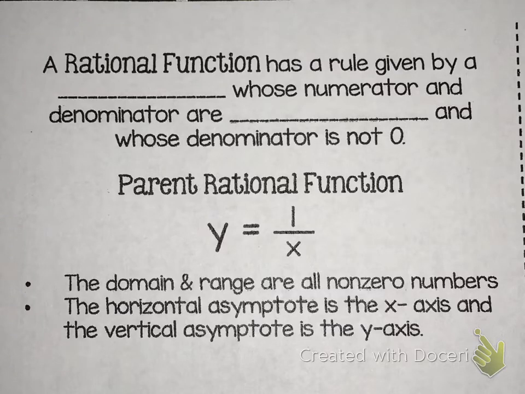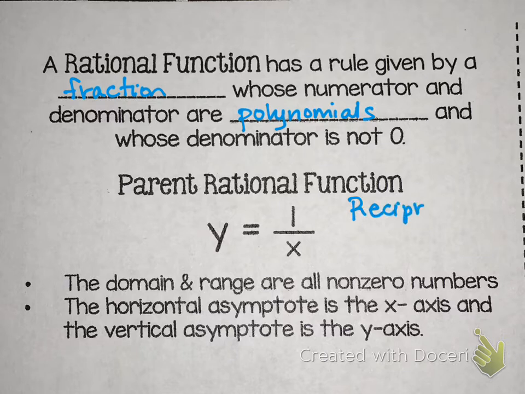Okay, so let's talk about graphing rational functions. This should be familiar from last year with graphing these rational functions. A rational function has a rule given by a fraction whose numerator and denominator are polynomials and whose denominator is not 0. So the parent rational function, sometimes referred to as the reciprocal function, is y equals 1 over x.